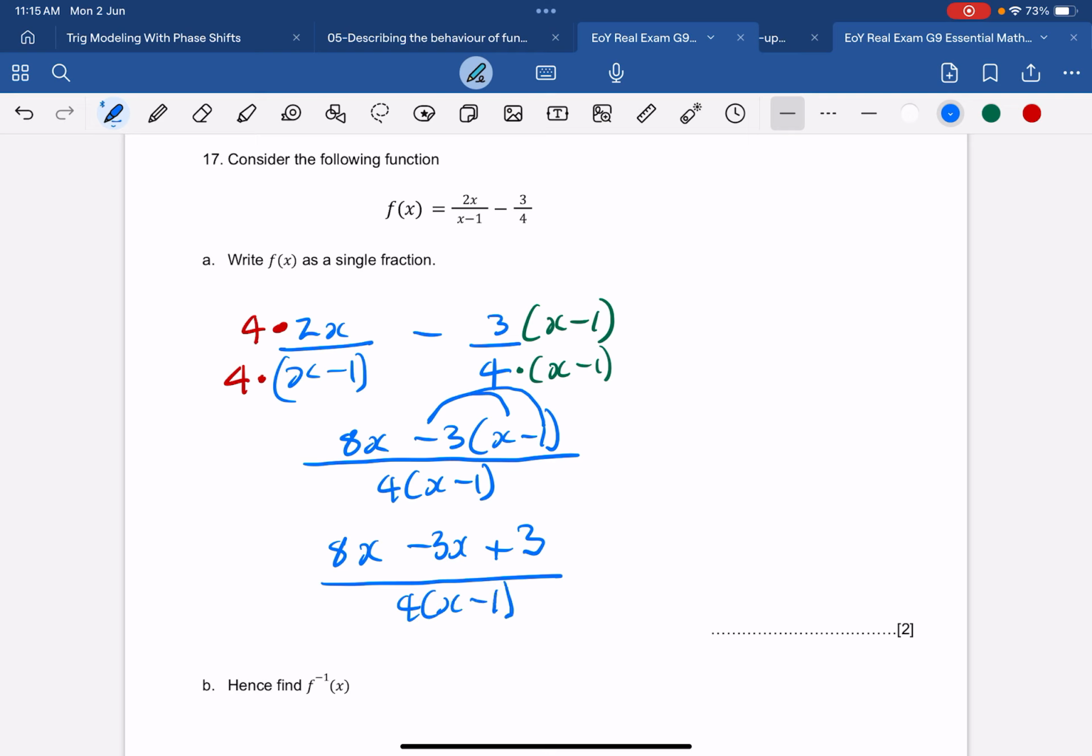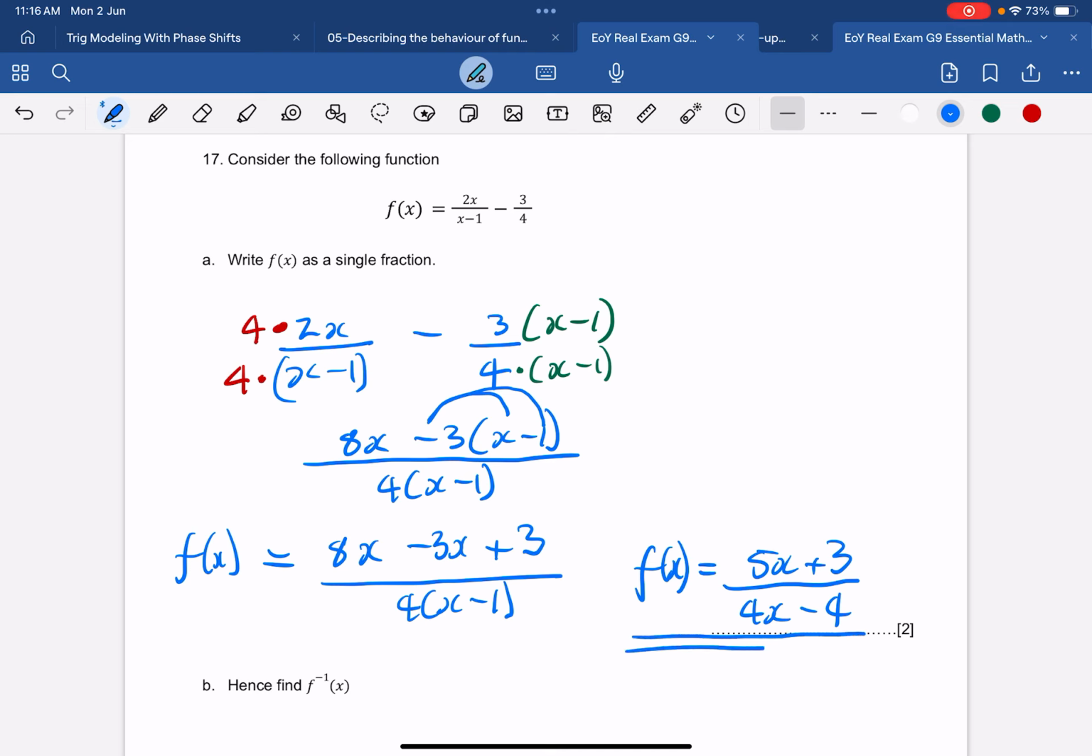Okay, so this is f of x now, and we'll finish it off. This is 5x plus 3, and on the bottom we can expand or leave it factorised. 4x minus 4, I'll go ahead and expand it, and there is your f of x.